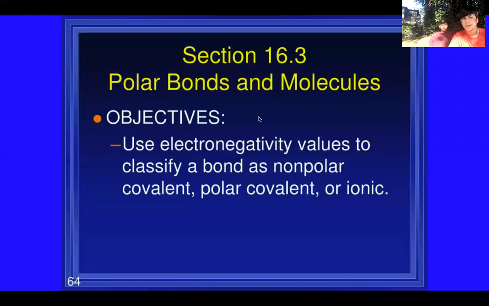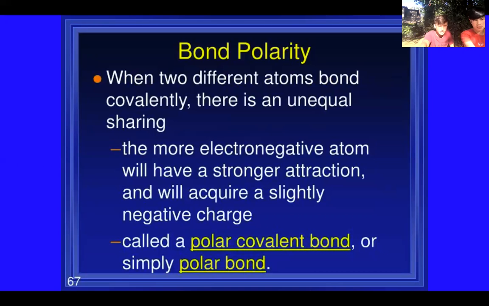Okay, section 16.3. This is the best section in my opinion. Polar bonds and molecules. The objective of this section is to use electronegativity values to classify a bond as nonpolar covalent, polar covalent, or ionic. Bond polarity is when 2 different atoms bond covalently and there is unequal sharing. The more electronegative atom will have a stronger attraction and will acquire a slightly negative charge, called a polar covalent bond, or simply a polar bond.